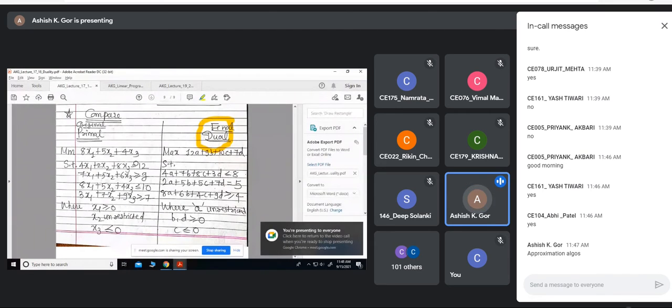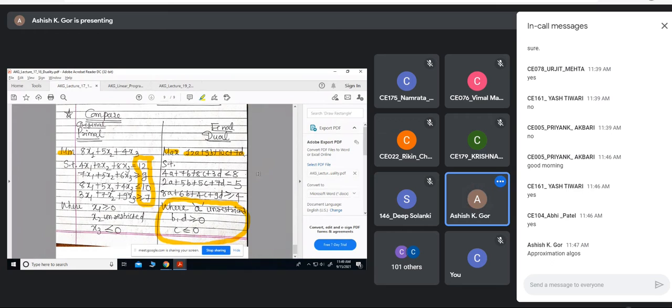Primal is minimization, so dual will be maximization. You take the right hand side of the constraints. There are 4 constraints, so I take the right hand sides: 12, 9, 10, 7. So I write 12a plus 9b plus 10c plus 7d. Now I want to maximize this objective function value. Now you see what values a, b, c, d should take. That depends on the constraints, because constraints in primal relate to variables in dual.